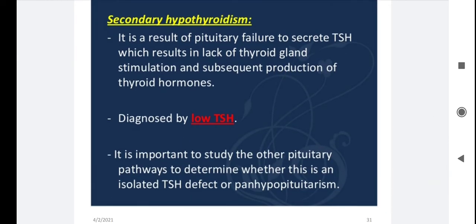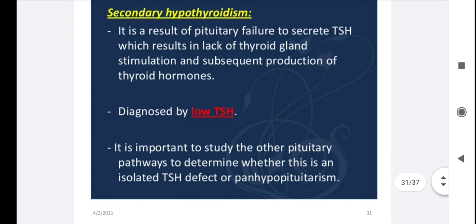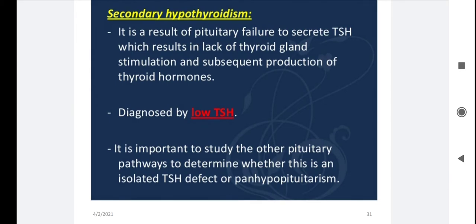Screening for secondary hypothyroidism, it is a result of pituitary failure to secrete TSH, which results in lack of thyroid gland stimulation and subsequent production of thyroid hormone. Here, the diagnosis is by low TSH. It is important to study other pituitary pathways to determine whether this is an isolated TSH defect or panhypopituitarism.